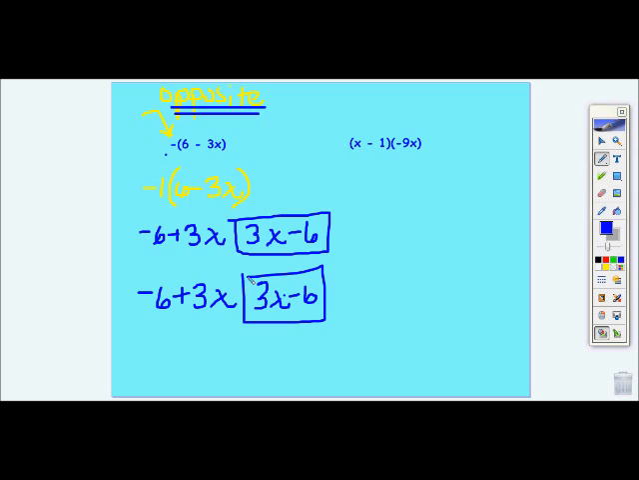Negative 9x times an x. A positive and a negative is going to give me a negative. I have a 9, and then I would have x squared. Negative 9x times negative 1. So a negative times a negative is going to give me a positive, and then it's going to give me that same value, positive 9x.